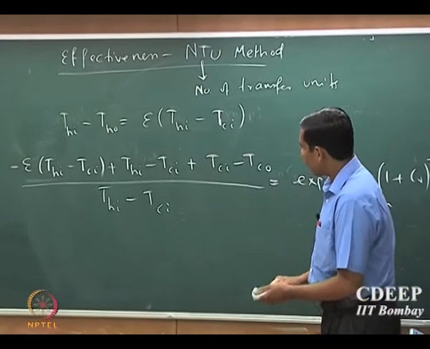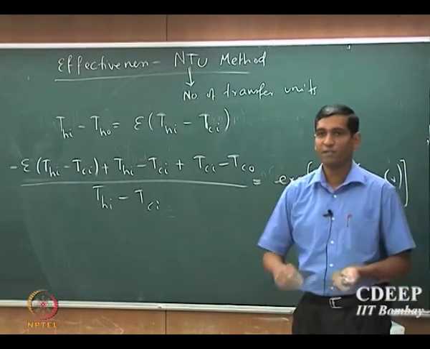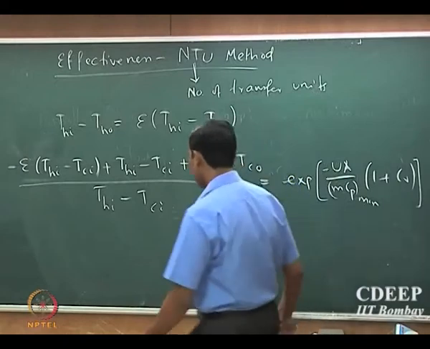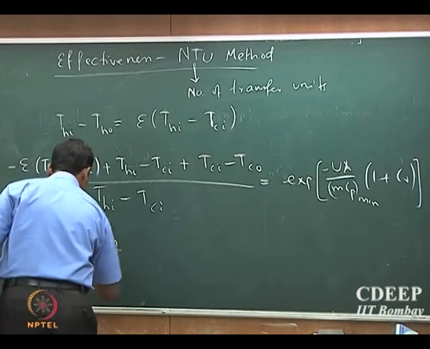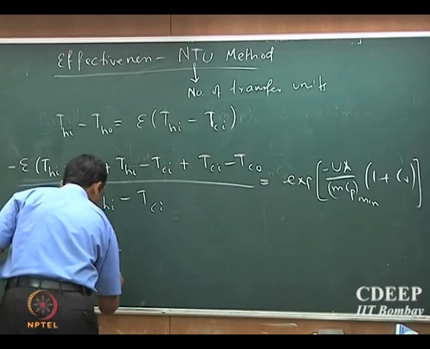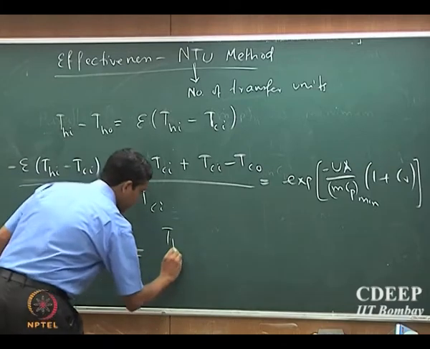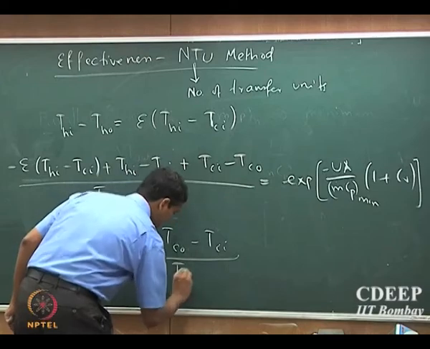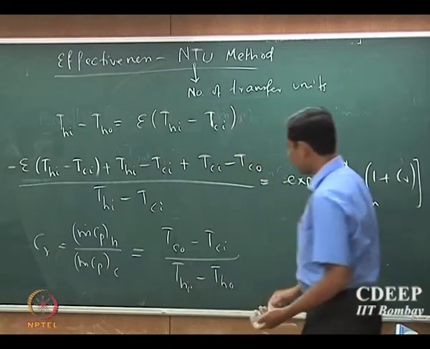So now, we have eliminated Tho from this expression, we need to eliminate Tco. How do we do this? How do we eliminate Tco? Using the heat balance. So we have m dot Cp of hot fluid divided by m dot Cp of cold fluid, which is basically Cr. Remember that, that's the definition, right? That should be equal to Tco minus Tci divided by Thi minus Tho, right?